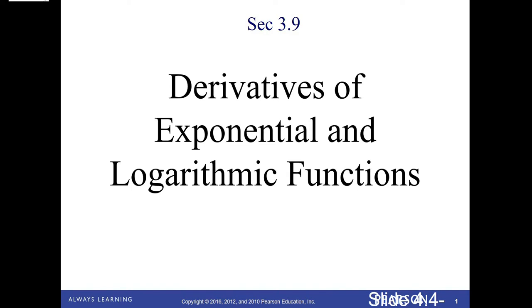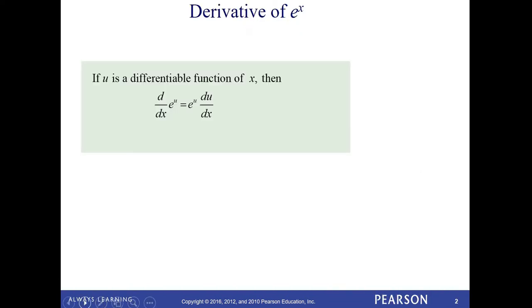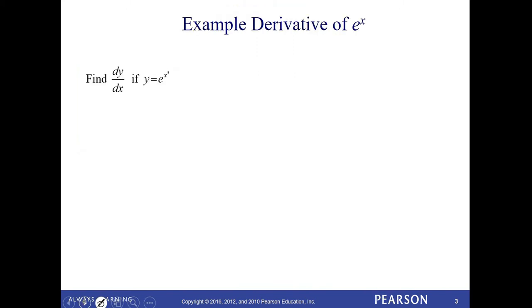Section 3.9 is derivatives of exponentials and log functions. So let's look. Our first rule is the derivative of e to the x. Again, this is e to the u, du dx. That's our chain rule. Okay, so this is one you've seen before, I know. And here's a quick example.